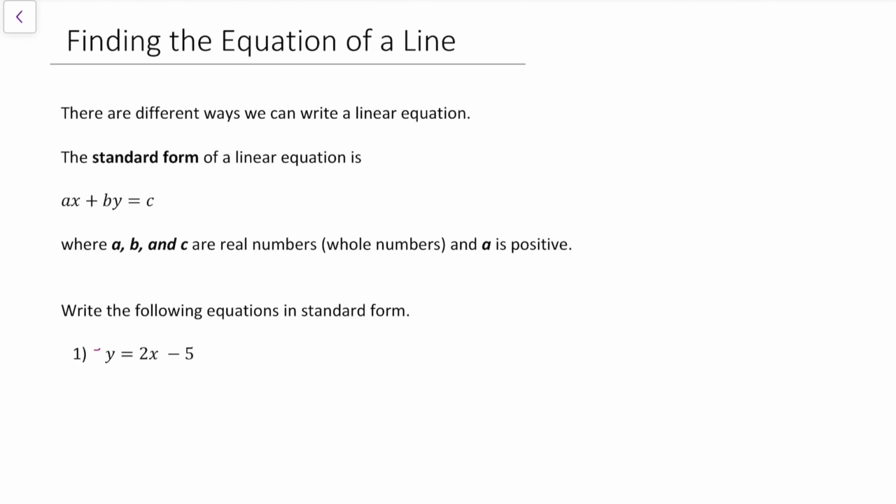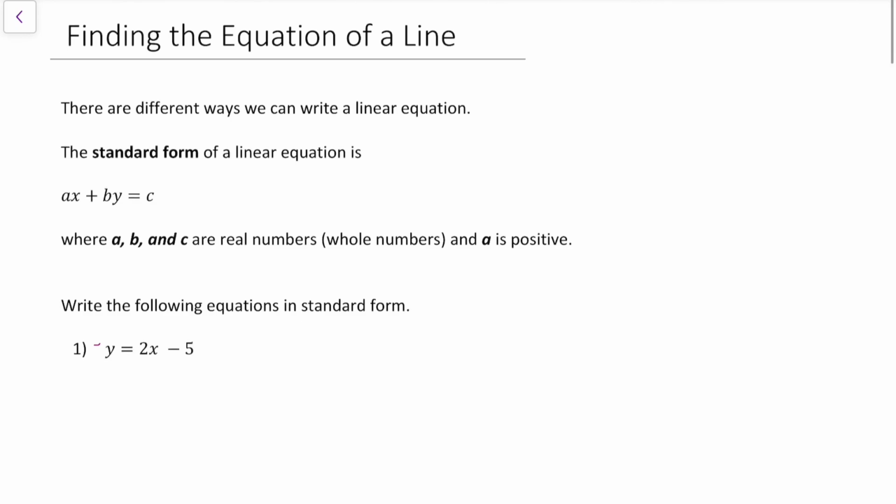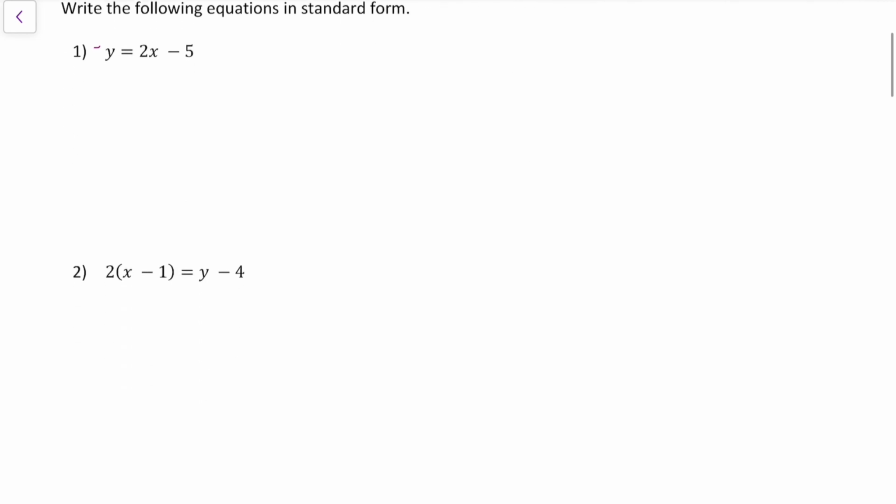So in order for an equation to be in true standard form, we need a, b, and c to be whole numbers, and we need a to be positive. So let's first just look at how to take an equation and write it in standard form. For example, if we have y equals 2x minus 5, and I want to put this in standard form, that means I first need my 2x to be on the other side of that equal sign.